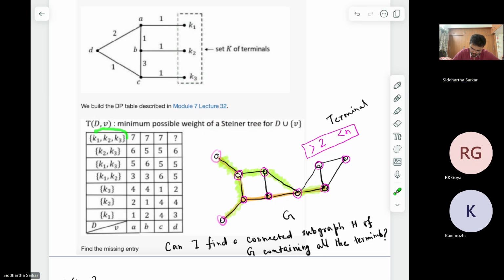So on the row side, you have all the subsets of the terminals. If there are n terminals, then there are 2 to the power n rows. And V is one vertex which is outside of the terminals, a non-terminal. How many non-terminals are there? There are four non-terminals here. Corresponding to every non-terminal, you have one column.